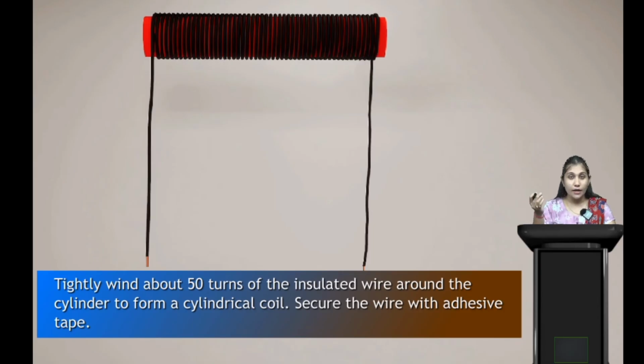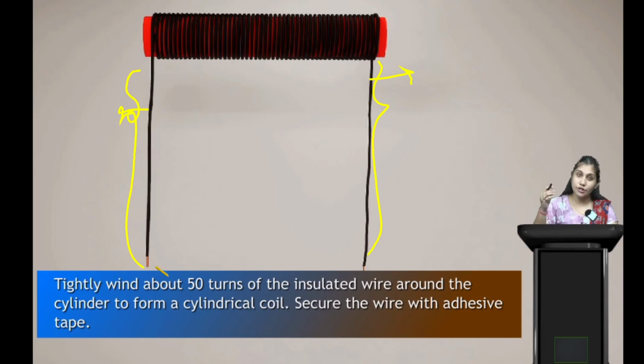Then a part of the wire will remain beyond the coil. We have this part, and we are left with a larger portion of the wire on this side. In both parts we will secure the wire with tape. Okay.